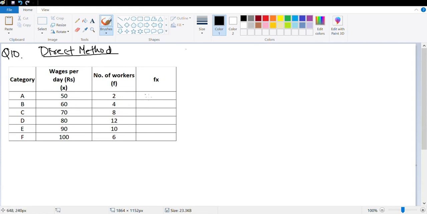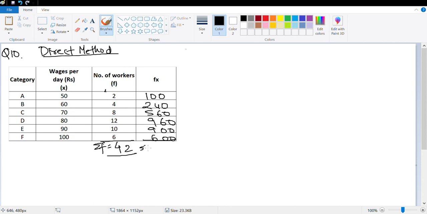multiply. So 50 into 2, that's 100. 60 into 4, that's 240. 7 8s are 560. 12 into 80, that's 960. 90 into 10 is 900. And 100 into 6 is 600. So I need to calculate summation f. As per the question, the number of workers is not given. So let's check. That's 8, 16, 20, 22. So that's 2 to carry, 2, 3, 4, 42. 16, 28, 38, 42. Perfect.